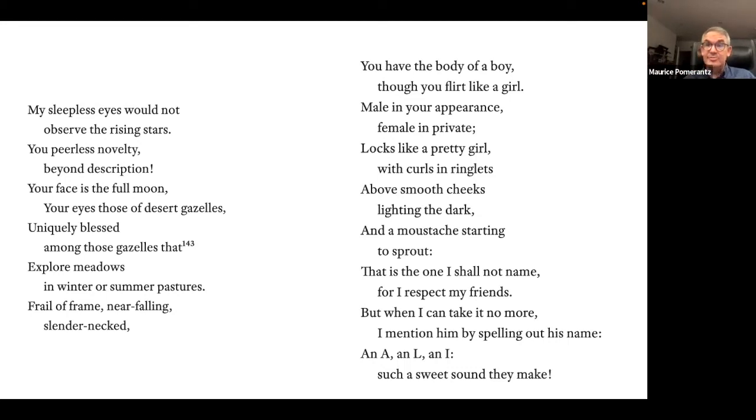Your face is the full moon. Here it is, the new style. Your face is a full moon.